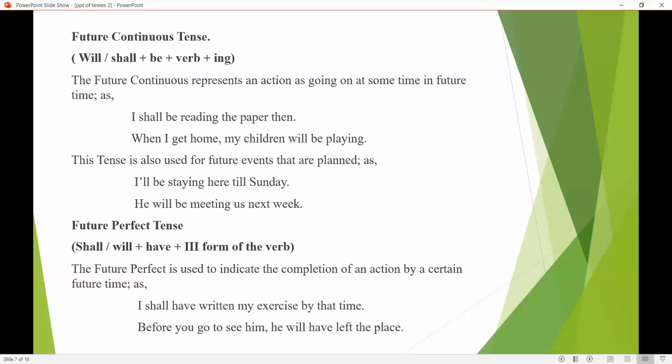Now, to make it more interesting, I will tell you a note to remember. In a complete sentence of future perfect tense, we use shall or will only in the principal clause. That is the main clause, main sentence. Hope you have understood this.